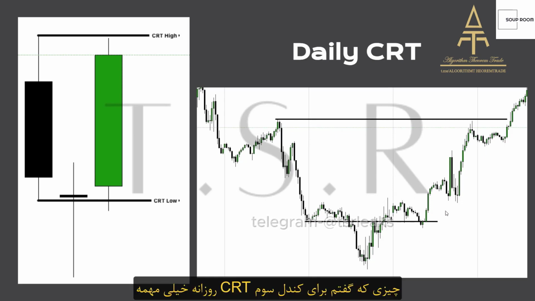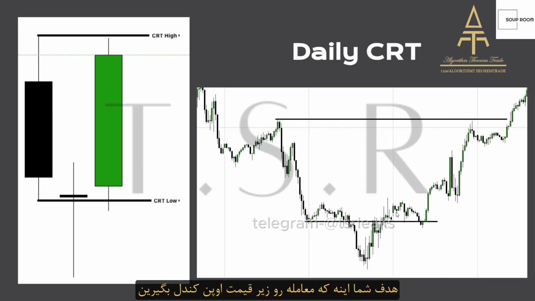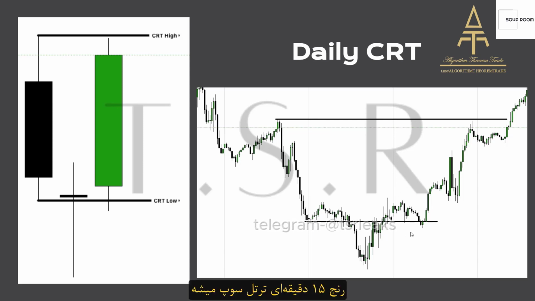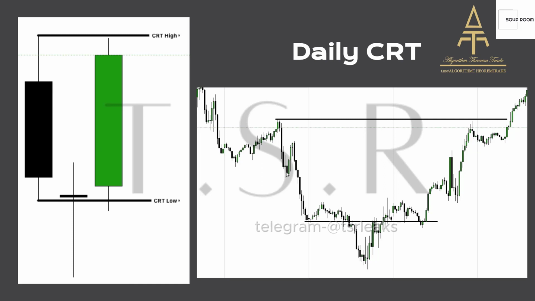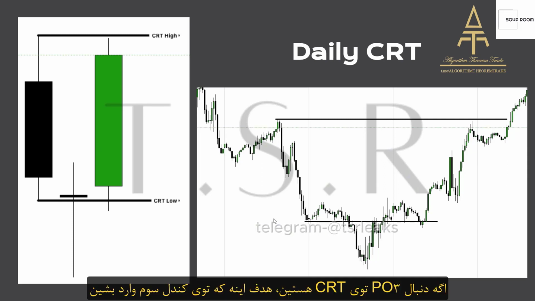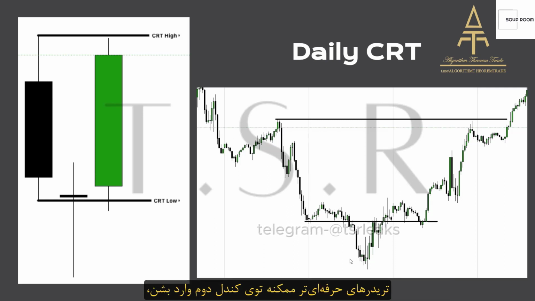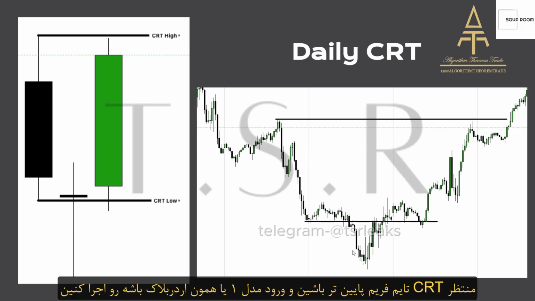What I just said there is very important for the third candle of a daily CRT. Your goal is to catch a trade below the candle's open, turtle souping a 15-minute range, and ultimately targeting the opposing end of the range. If you are looking for the power of 3 of the CRT, your goal is to enter in the third candle. The more advanced traders can be entering in the second candle. A key level would have been hit down here. Look for a lower time frame CRT. Execute a Model 1 entry, which is an order block.